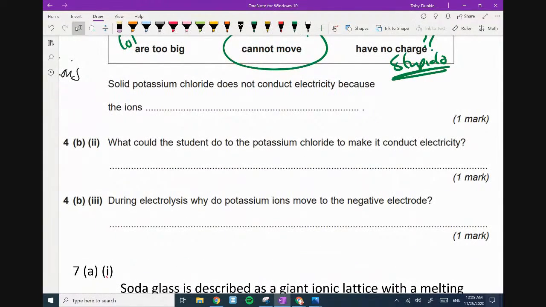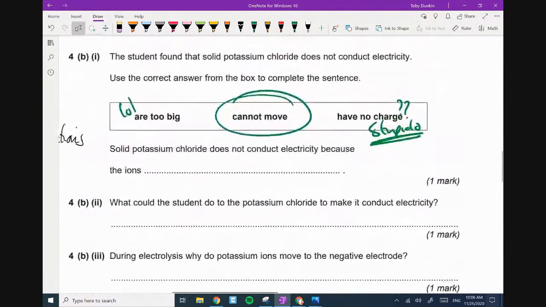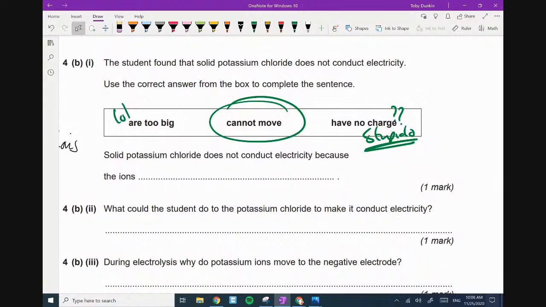What could the student do to potassium chloride to make it conduct electricity? Now that one I find more entertaining. Wonder who could give me that one on the chat. One mark. Can I just point out, by the way, there were two correct answers. There isn't really, actually. Do you know what? I tell a lie. There is only really one correct answer. I'd love to see the mark scheme for that one and see if they accept it.